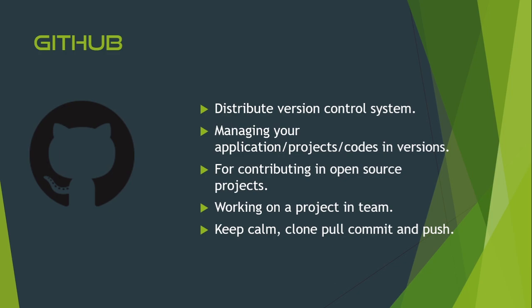Clone, pull, commit and push. These are the basic commands of Git. Using these commands, we do all the things. Like clone, we are downloading the project onto our local machines. Pulling, that is, we are updating the project. And committing, when we do a change, we commit that change. And then push means whatever change we did, we push it to GitHub. So that's what it is.